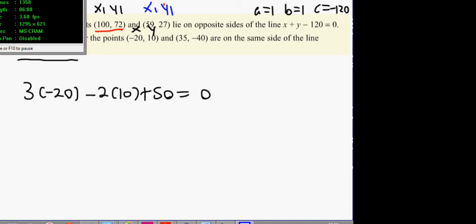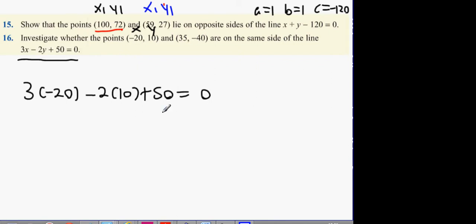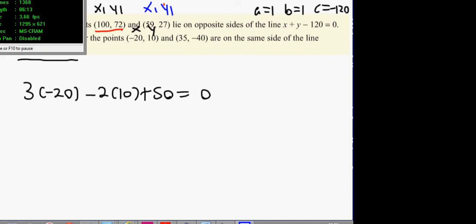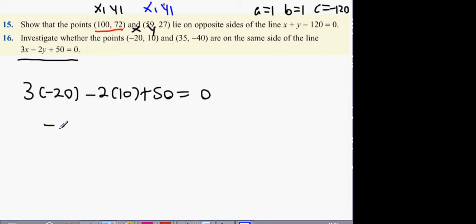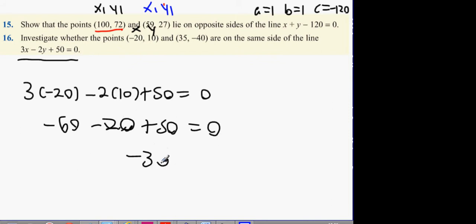So what we get here is minus 60, minus 20, plus 50 equals 0. That's minus 80 plus 50, it's minus 30. Okay, this one here is clearly below the line. So what we can do next is enter in the other value and see if it comes above or below the line.